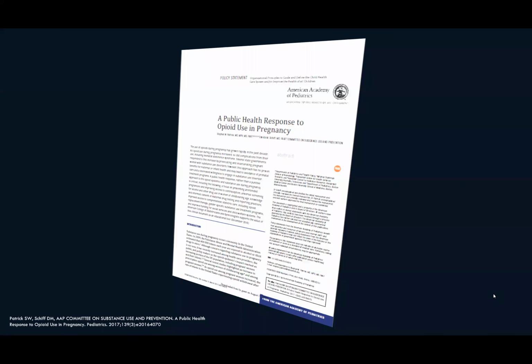Just going to call out kind of last year is the American Academy of Pediatrics statement on opioid use, public health response to opioid use in pregnancy that highlights a little bit of things that state and federal governments can do. Next slide.